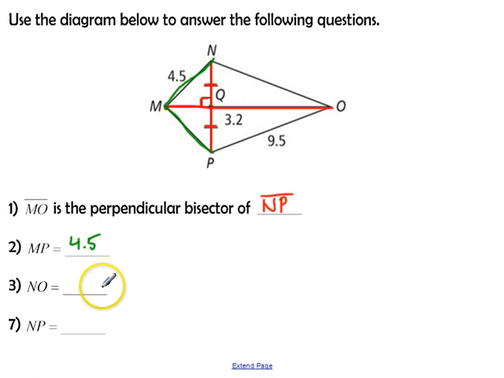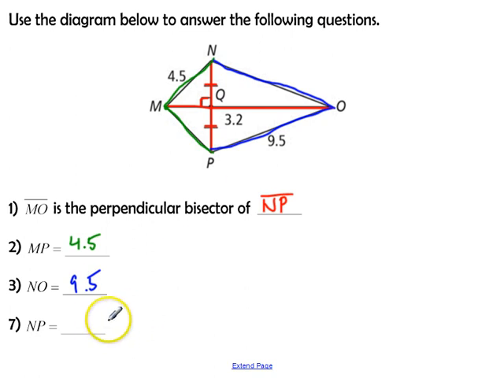Next, we need to find the length of segment NO. So here's segment NO, and O is actually a point on the perpendicular bisector as well. So that's going to be the same distance as OP. So since OP is 9.5, NO is also 9.5.